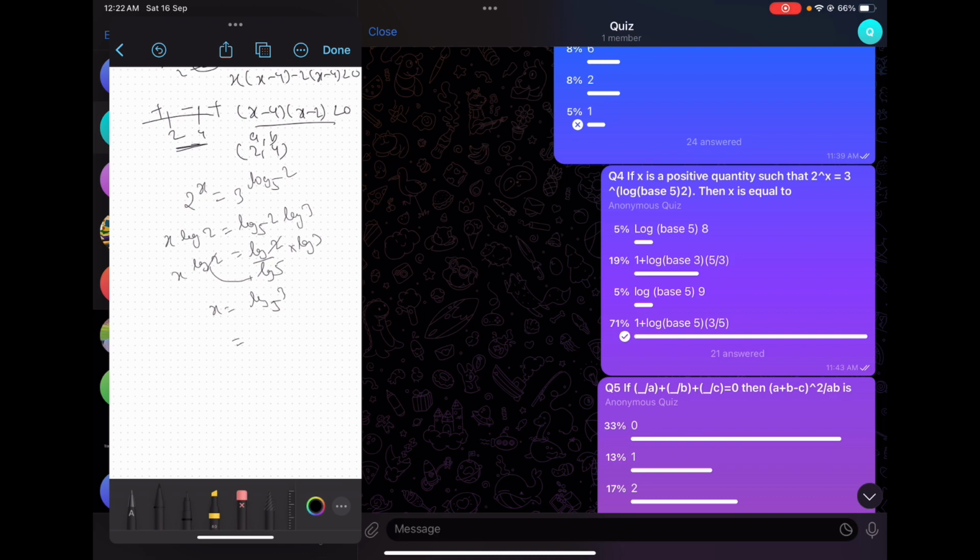Now since we have options in the 1 plus form, and A and C don't satisfy, we will have to add and subtract 1. So 1 plus log 3 base 5 minus 1; we added and subtracted 1. Now 1 can be written as log 5 base 5. We also have the property log A minus log B as log A by B. So 1 plus log of 3 by 5, base 5. So this is x, and this is it.